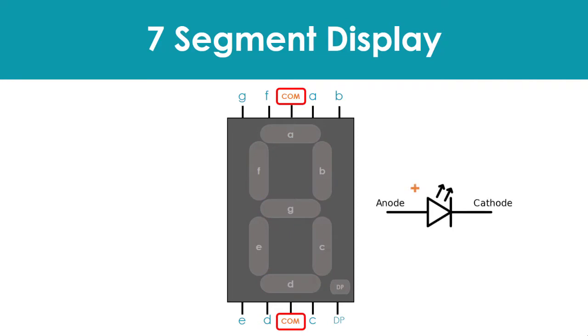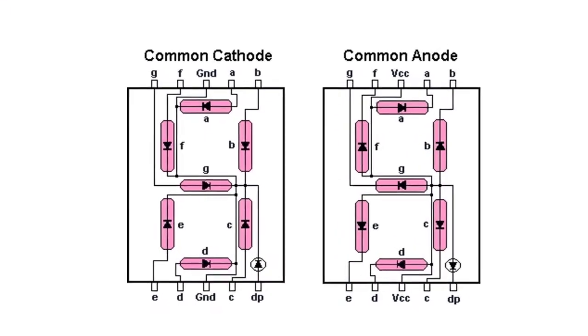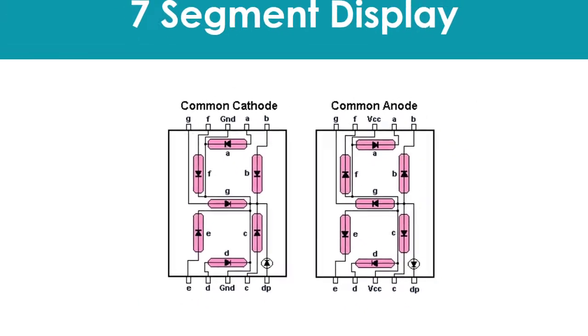Since each LED has 2 connecting pins, one called the anode and the other called the cathode, there are therefore 2 types of LED 7-segment display called common cathode and common anode. The difference between the 2 displays, as their name suggests, is that the common cathode has all the cathodes or the negative pins of the 7 segments connected directly together, and the common anode has all the anodes or positive pins of the 7 segments connected together.